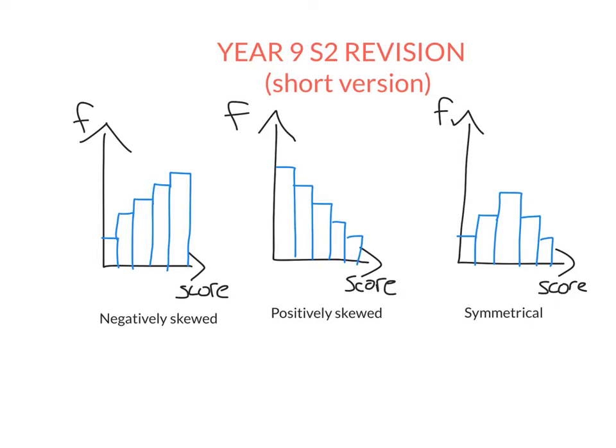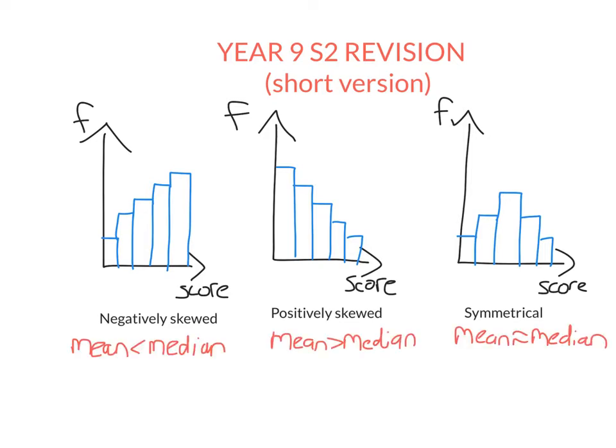There is another way to determine whether or not data is skewed, by using the mean and the median. If the mean is less than the median, we say the data is negatively skewed. Mean greater than the median indicates that it's positively skewed. And if the mean is approximately equal to the median, that's what that symbol means, it implies that it is symmetrical. So just make sure you know how to calculate the mean and the median.